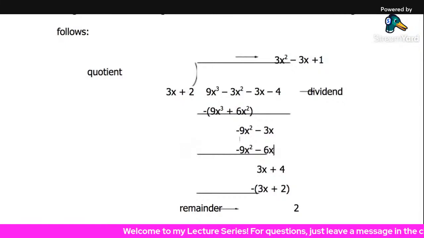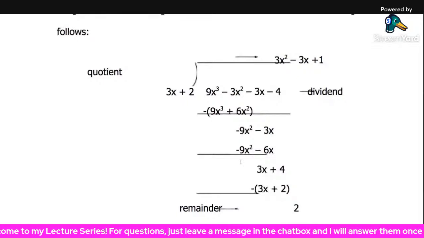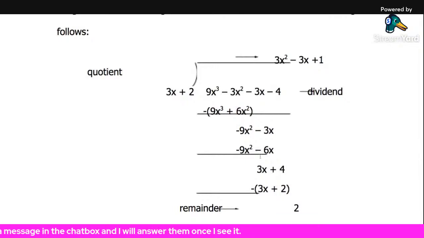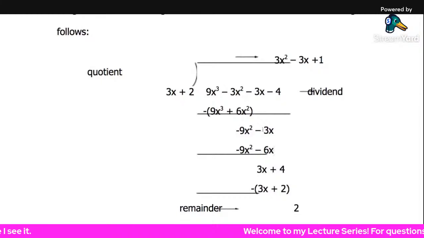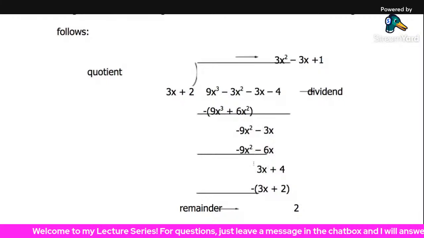Then we subtract. Negative 9x squared minus negative 9x squared is 0. Negative 3x minus negative 6x will give us positive 3x, because negative times negative is positive. So minus 3x plus positive 6x will give us positive 3x. Then we bring down the last term, minus 4.